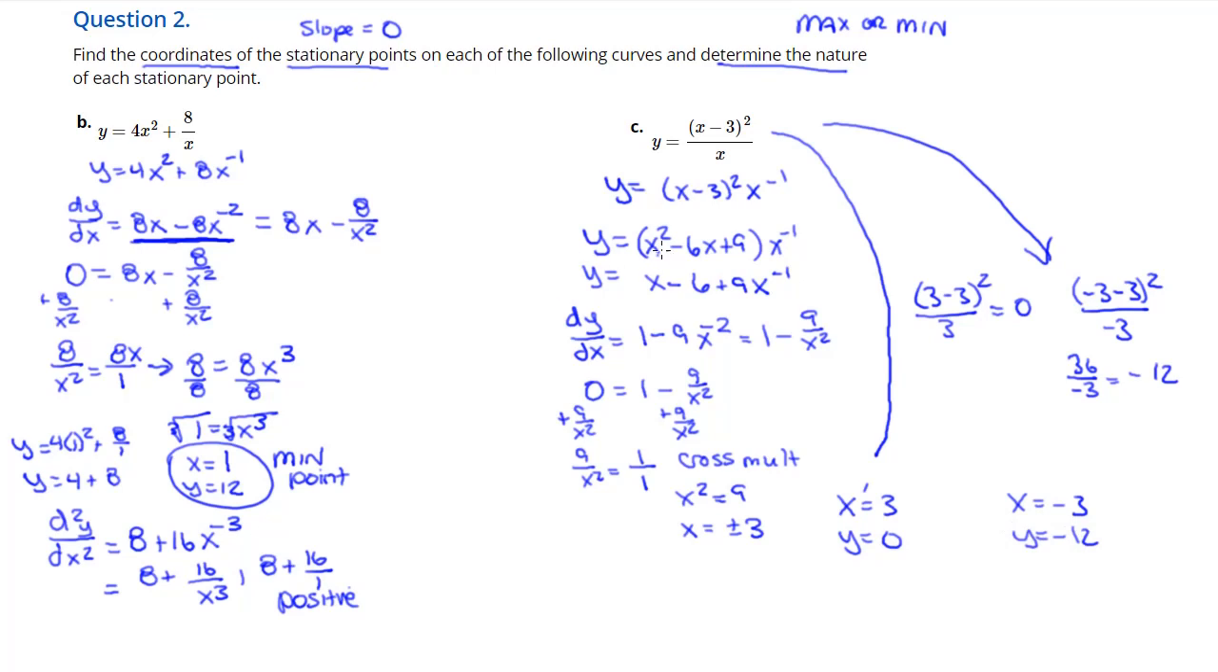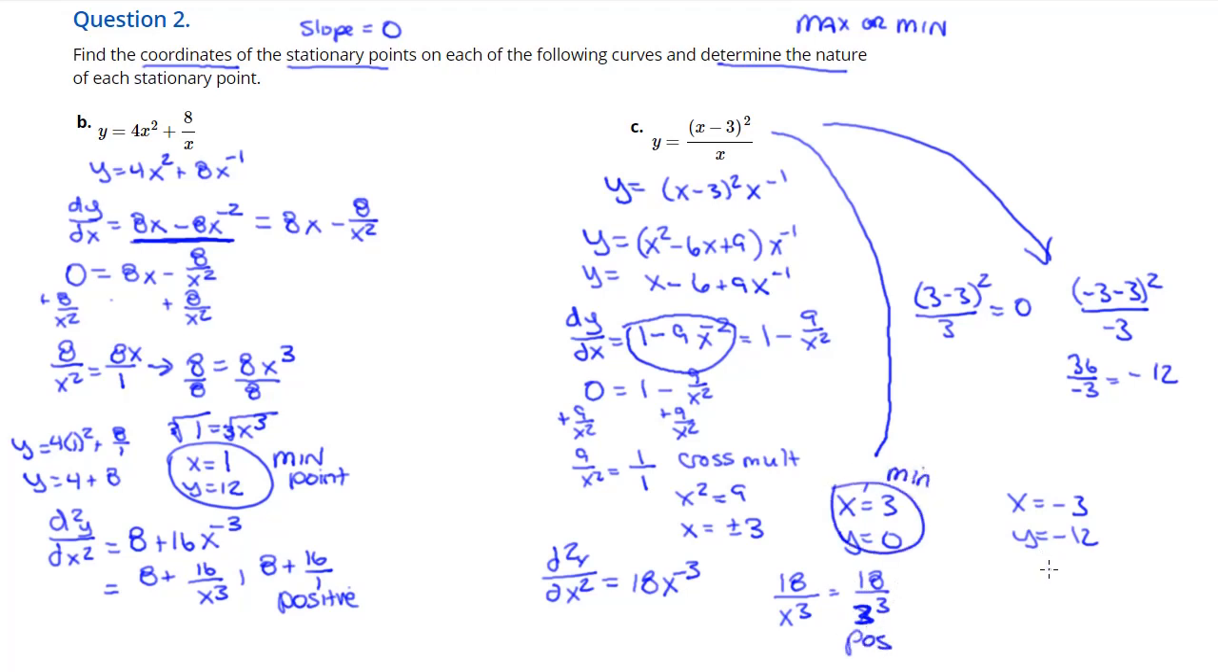And now what we've got to do is find the second derivative and plug in the x values for that. We're going to get, let's see, 18x to the negative third. So I'm going to rewrite that as 18 over x to the third. Well, if I put a positive 3 in there, it's obviously going to be positive. So this is going to be a minimum point. And if I have 18 over negative 3 to the third, well, then it's going to be negative. And that's going to make that a maximum.